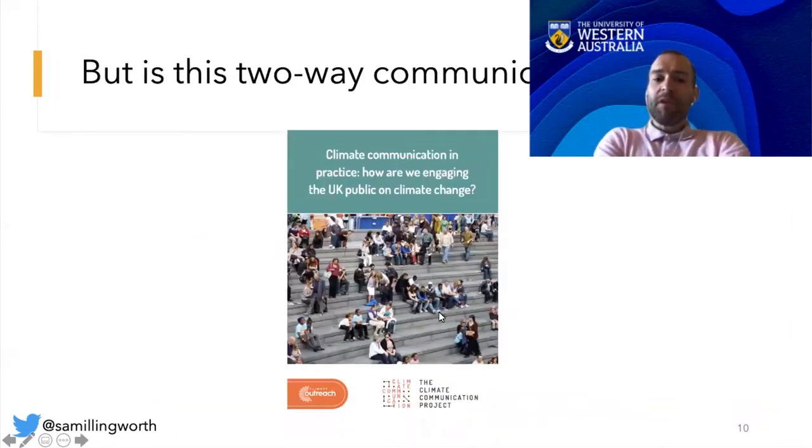Is this two-way communication? I would say that it is, because we worked with these communities, we gave voice to these communities, and ultimately these communities and their ideas have since helped us to inform our practices with how we engage the UK public and other publics on climate change. You can check out this report online from the Climate Communications Project that was sponsored by NERC and Climate Outreach. The findings from those previous studies went into them.